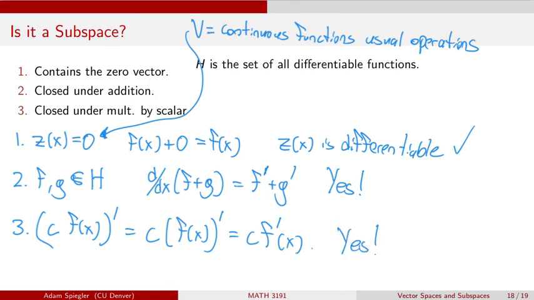So here is a pretty nice subspace. If I consider the original vector space as all continuous functions from R to R, then this subset H, which is just the differentiable functions, actually forms a subspace. It satisfies these three conditions.